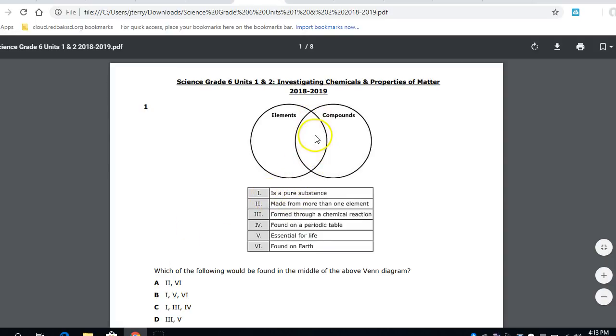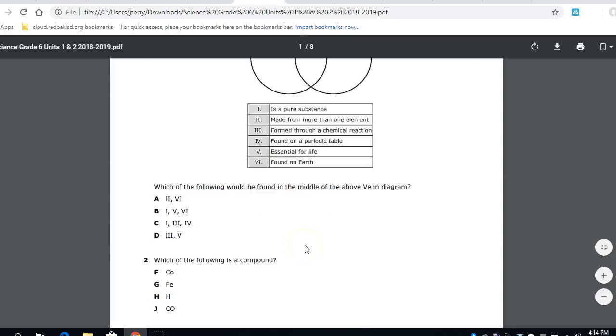1, is a pure substance. 2, made from more than one element. 3, formed through a chemical reaction. 4, found on a periodic table. 5, essential for life. And 6, found on Earth.